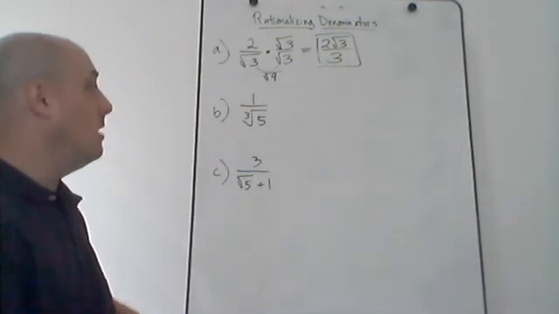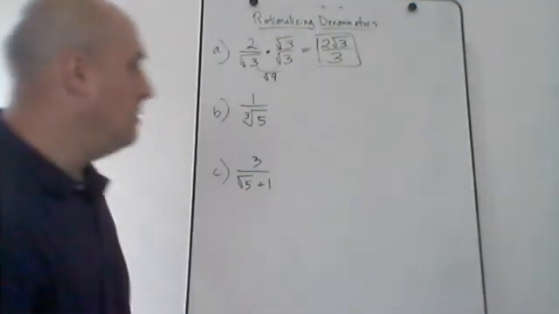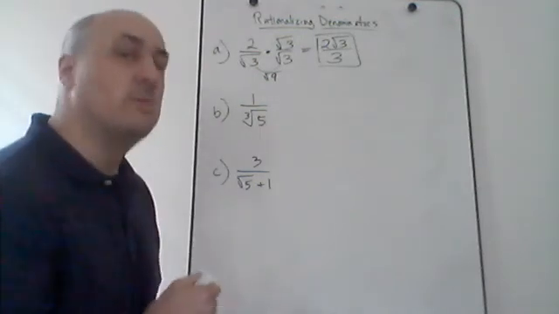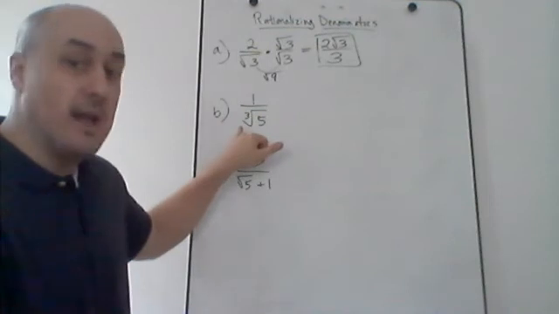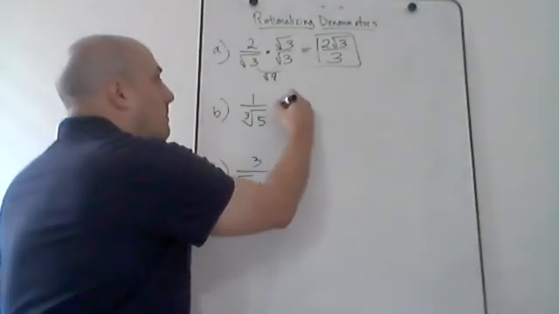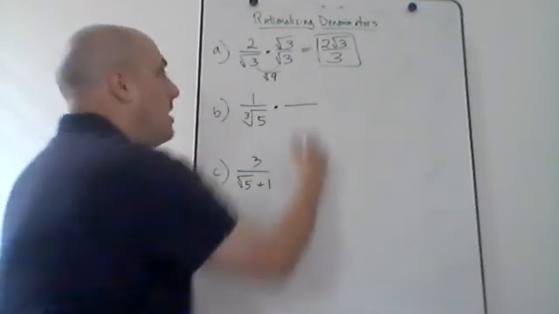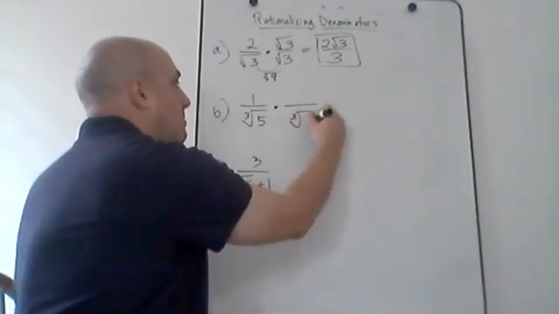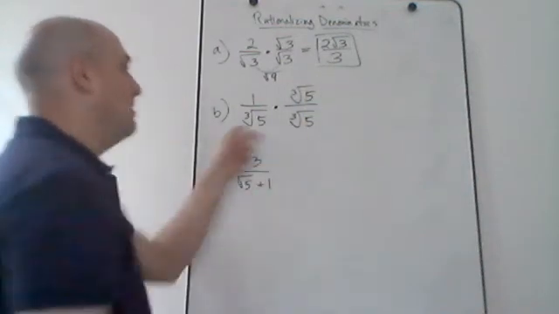The next one here, 1 over the 3rd root of 5. This one is a little bit tricky to figure out what to multiply by. I don't have a square root here, I have a 3rd root. So I'm still going to multiply by something to cancel out this 3rd root. But if I just multiply by the 3rd root of 5 over the 3rd root of 5, is that going to cancel out the 3rd roots?